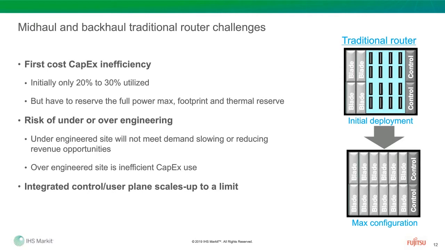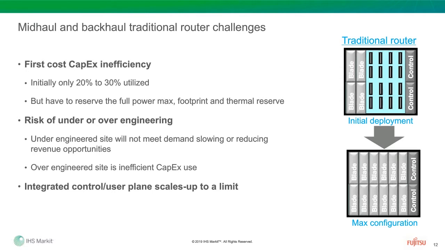They may have several chassis size options to support different capacity versus cost requirements, but the chassis limits will dictate their scalability limit. This is referenced as scaling up to a limit as defined by the chassis and integrated control and user plane capacity. An initial network deployment using a traditional router will consist of control and user modules in a chassis that is typically 20-30% utilized. But the operator will still have to allocate the maximum footprint, power, and thermal reserve for that platform.